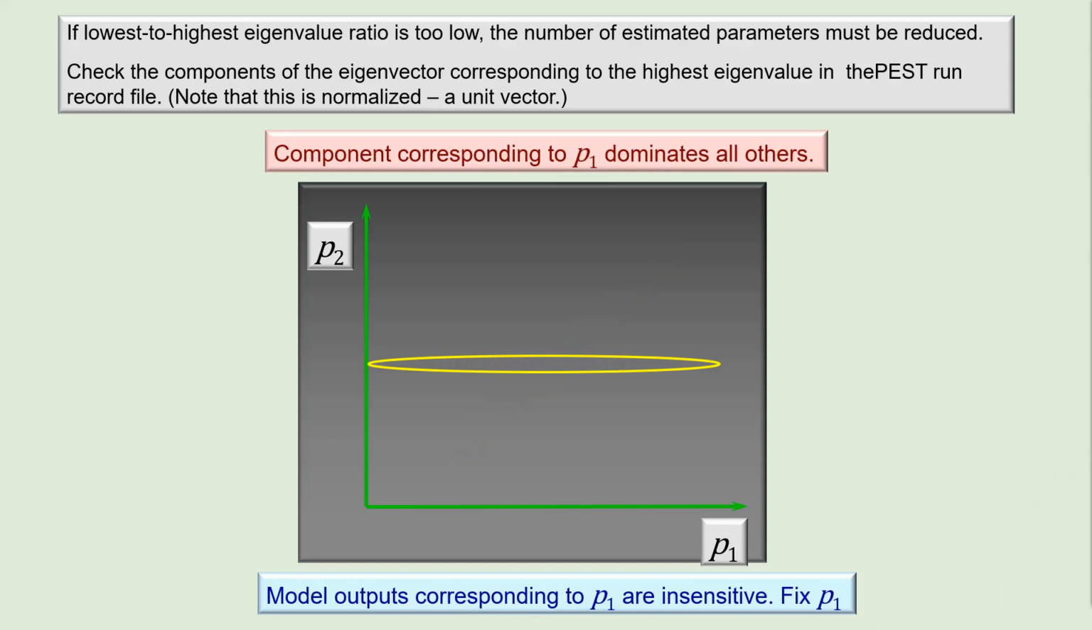Or if we have a situation where the eigenvector corresponding to the lowest eigenvalue is dominated by only one parameter, then we have this situation. No model output corresponding to members of the calibration data set is sensitive to that parameter, therefore it's inestimable. We have to supply a value for that parameter ourselves. It cannot be estimated on the basis of the calibration data set.